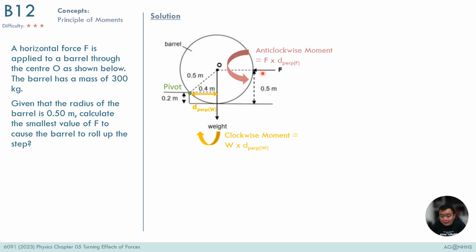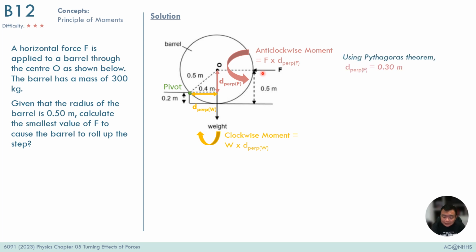For the pushing force F, if that is the only force acting on the object, it will want to make the barrel rotate in an anti-clockwise manner about the pivot. Again, the perpendicular distance is the vertical distance. If you need help with that, refer to the earlier video.